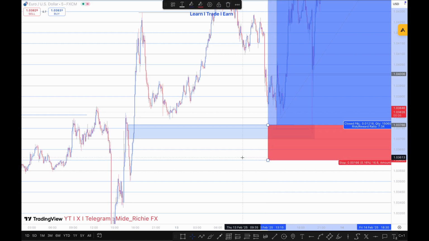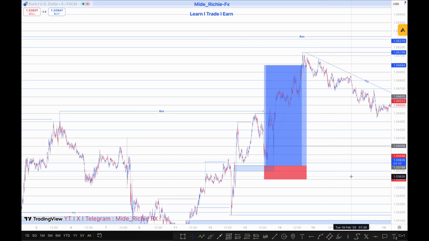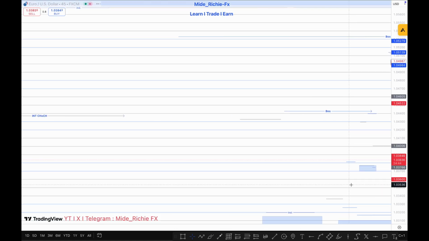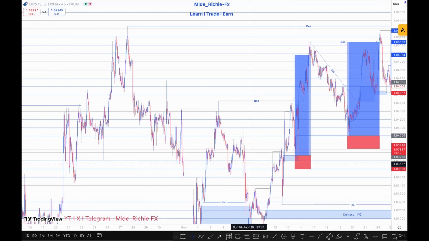I'm not really a fan of small stop loss. I really don't like that. So basically after the mitigation right here, you can see this whole expansion to the upside. So that was my first entry last 3 weeks, right? Was it even last 3 weeks? Yeah, I think it was last 3 weeks. I have no idea.